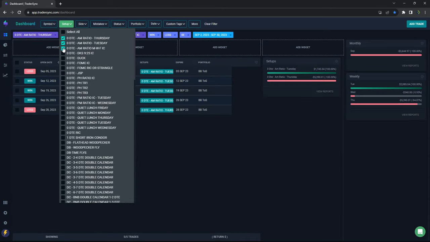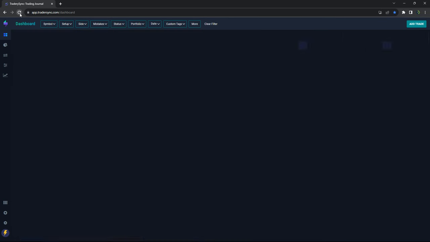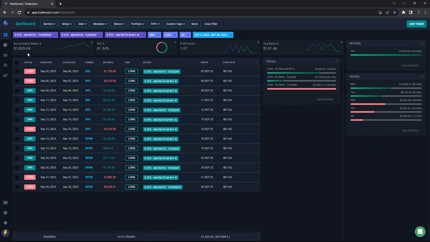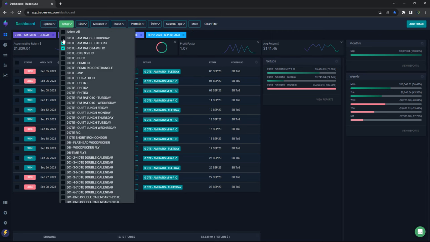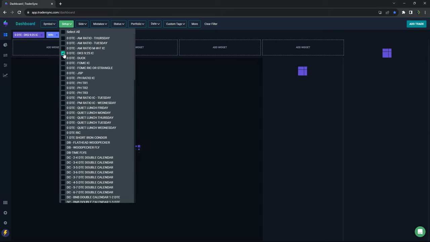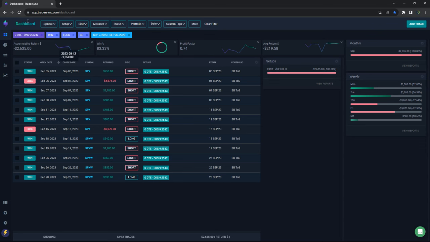For zero DTE, if we break those down into the different categories, we'll go with the AM ratios to start with. So if you look at the AM ratios, sorry, I gotta refresh this. A little over 1,800 on those. You can see the Thursdays had just one loser. The Tuesdays and the Monday, Wednesday, Friday were winners. So the Thursday dragged that profit down a little bit, but still green, plus 1,839.